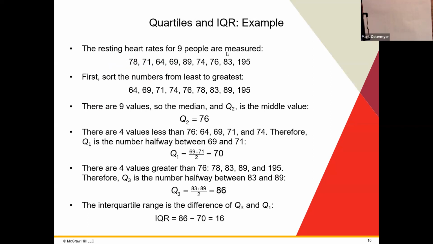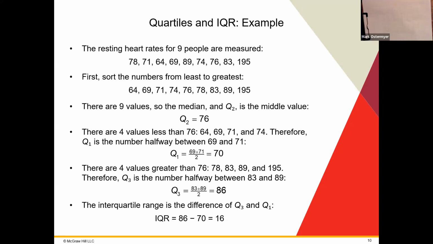All right, here's an example to breathe life into all this. Suppose we have resting heart rates for 9 people and they're measured. Notice the data initially comes at us unsorted. First thing we need to do is order our data. We did from smallest to largest, left to right. And then, notice there's 9 values in our data set. So to find the median, since we have an odd number of data values, the median would be the middle value, below of which would be 4 observations, and above of which would be 4 observations.